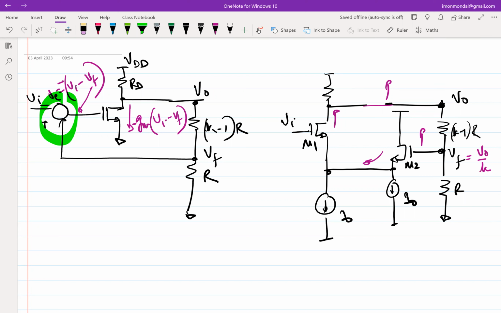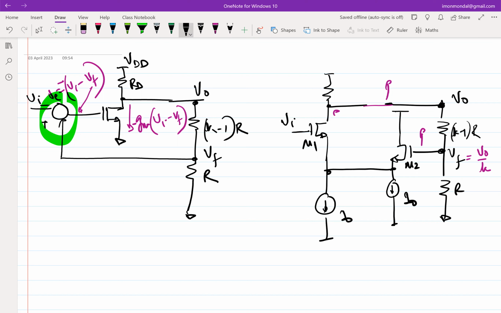Which means that I have to change the sign of operation somewhere. I have to flip the sign of the operation somewhere. So how do I flip the sign of the operation? We can use another amplifier, but can we do something with this amplifier itself? See, ultimately we want this.